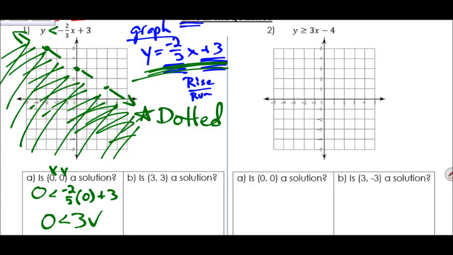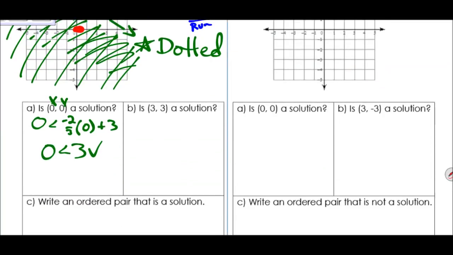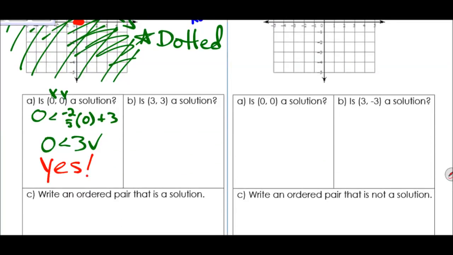And another way that we can see this is on the graph. 0, 0 is hit by the shading. It's covered in that shading. So yes, it is a solution.